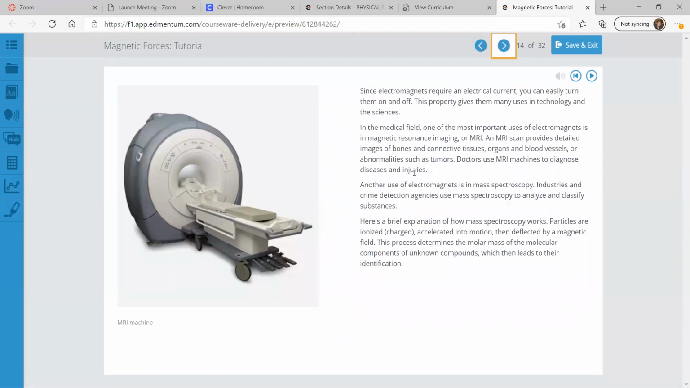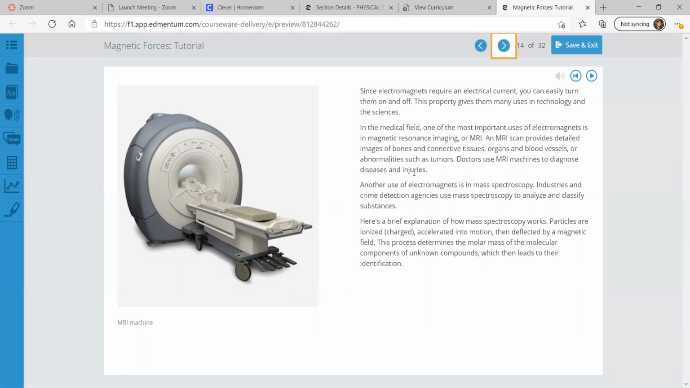Since electromagnets require an electrical current, you can easily turn them on and off. This property gives them many uses in technology and the sciences. In the medical field, one of the most important uses is in the MRI. That stands for magnetic resonance imaging.